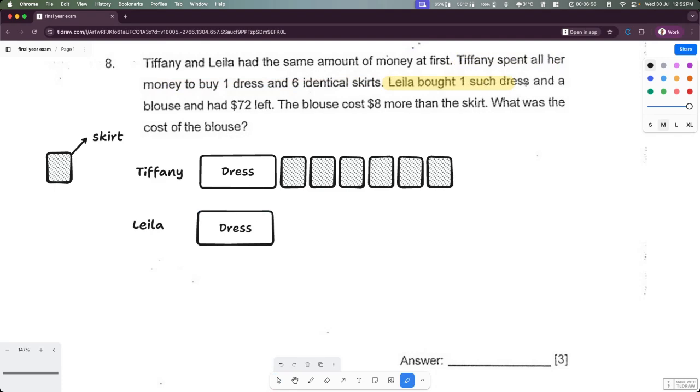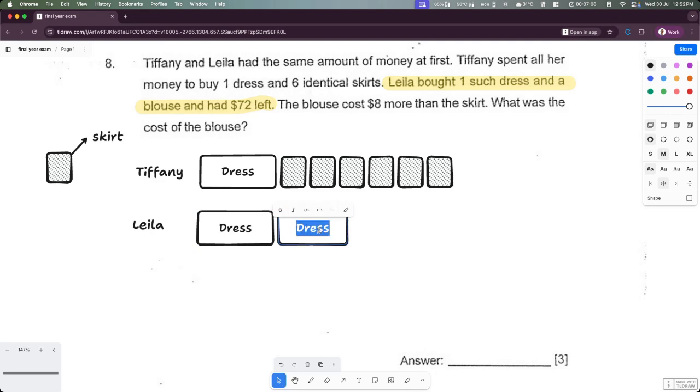So for Leila, she bought one such dress and had $72 left. And she also bought a blouse, right? So in this case, the blouse over here, I'll just put blouse. Okay. At the same time, she also had $72 left, right? So in this case, I'm going to say here $72 left, right? $72. So another thing is the blouse costs $8 more than the skirt.